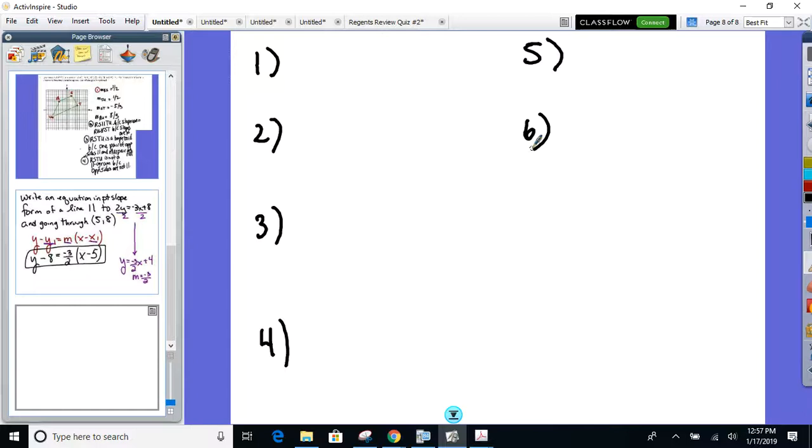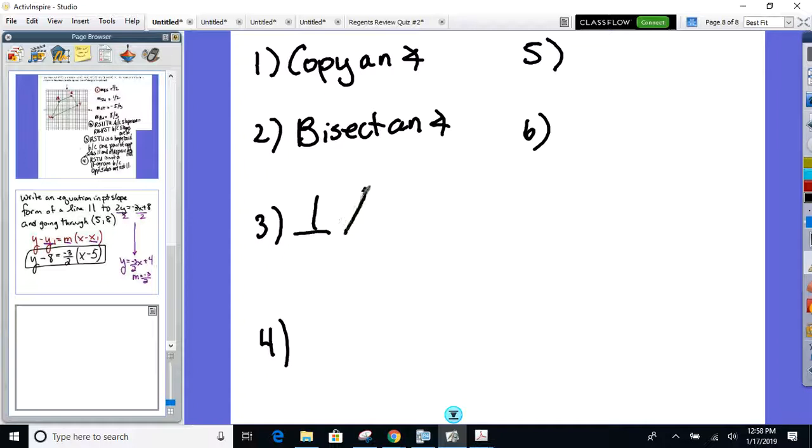What could be on the table here asking to construct? Copy an angle. Bisect an angle. Copy a segment. No, not on an honors midterm. No. Perpendicular bisector, yes. Yep.